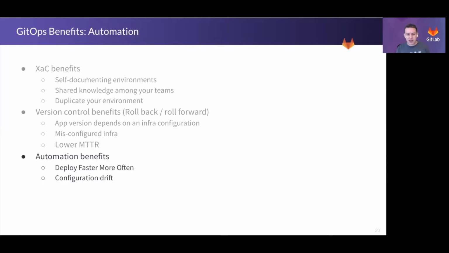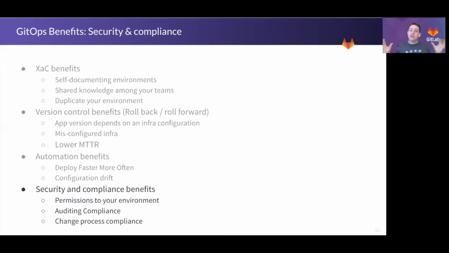We have these automation benefits. We can deploy faster, more often, with less risk. I've already talked a little bit about configuration drift, a key benefit of GitOps, and these security and compliance benefits. Especially with a lot of enterprises or businesses and organizations that are in regulated industries, you need to have a set of compliance policies that you follow. And this can mean permissions to your particular environment. This is compliance and collaboration. So you can have both.